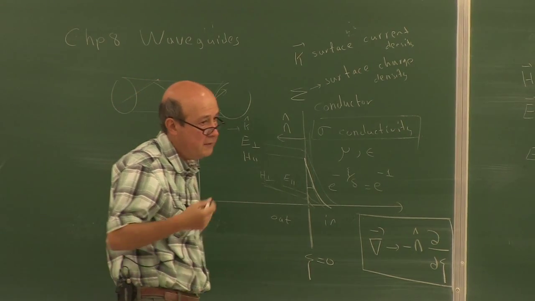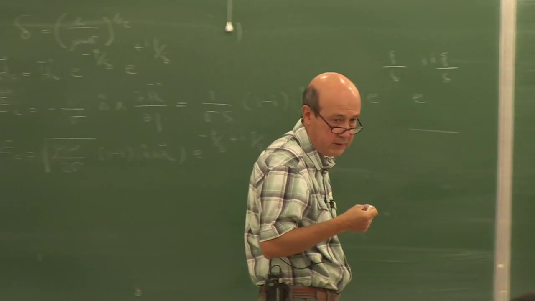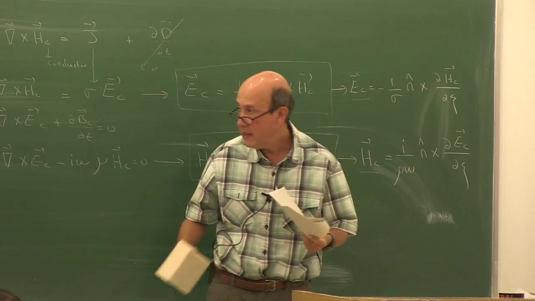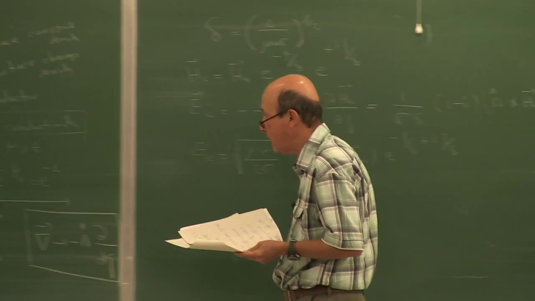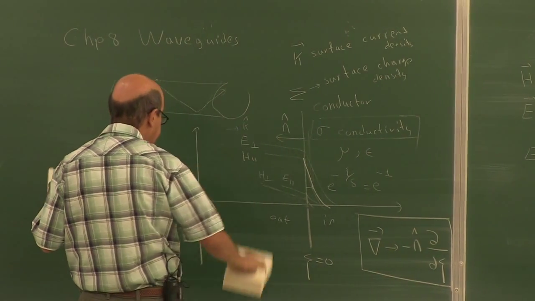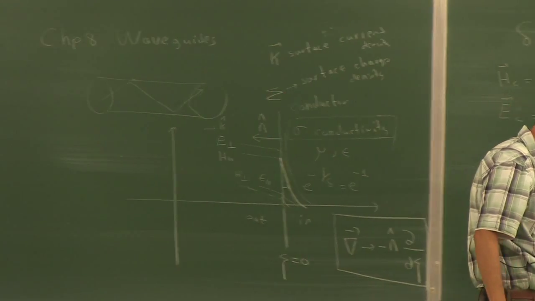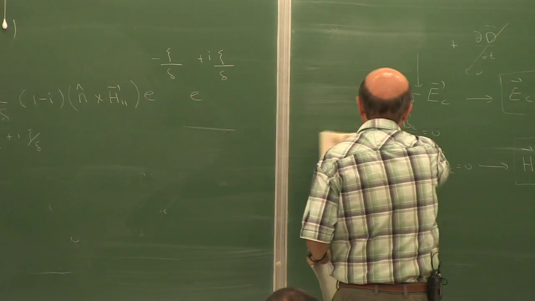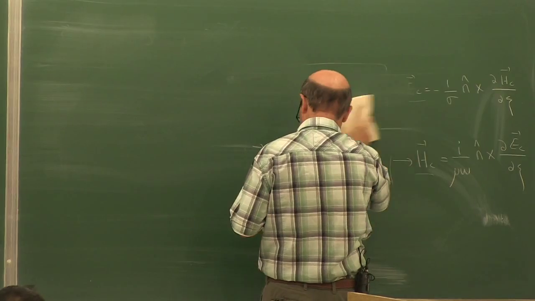So basically, we have to know the power loss in the conductor. If you know the power loss in the conductor, we can handle how the wave propagates in the waveguide, or we can find the attenuation coefficient or extinction coefficient of the electromagnetic waves in the waveguide. So this is practically simple.